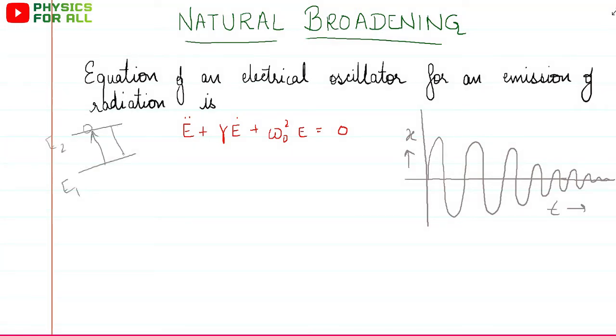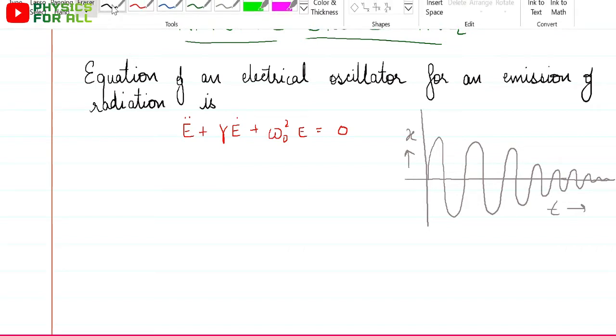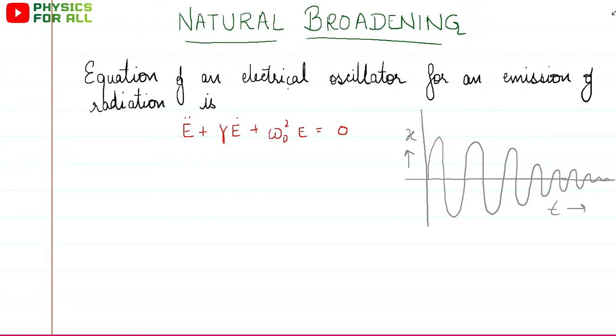Sometimes the atom is jumping up and sometimes it is coming back down. Due to this continuous jumping, we call this whole system an electrical oscillator. So we can relate it to an electrical oscillator for emission of radiation. The equation of that electrical oscillator for emission of radiation is given by E double dot plus gamma E dot plus omega naught square E is equal to 0, where E is the electric field.